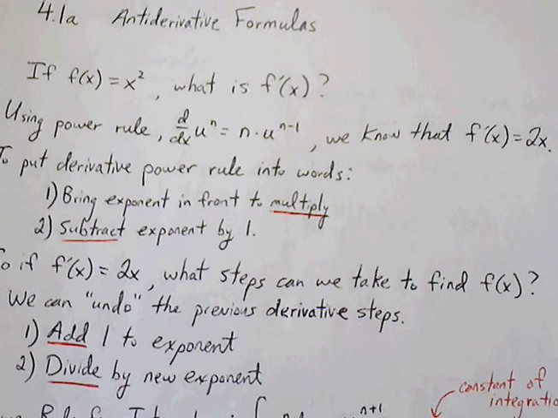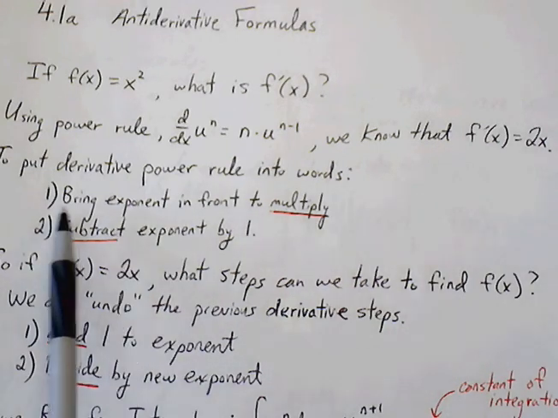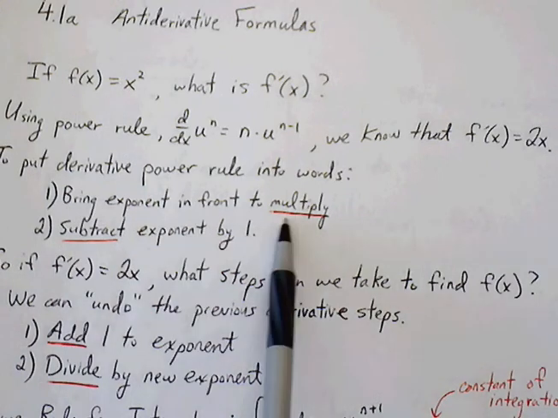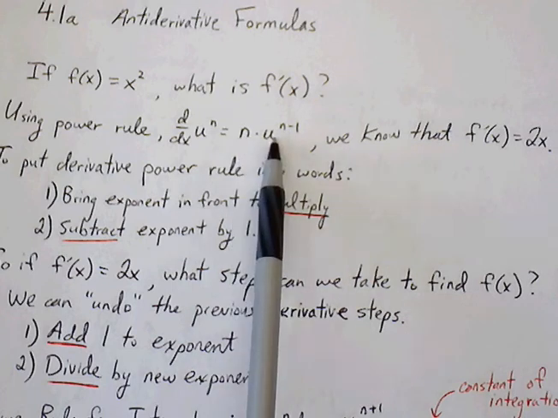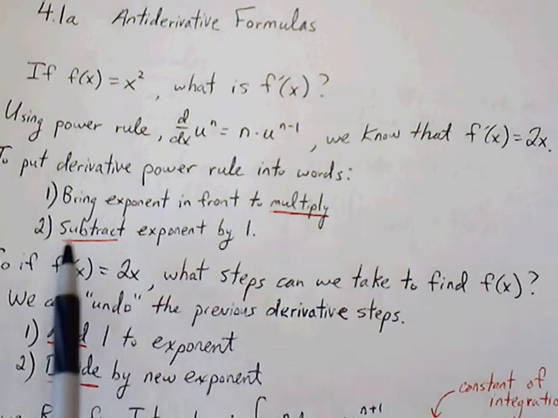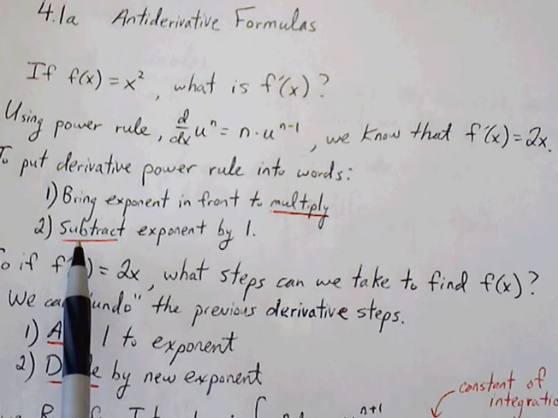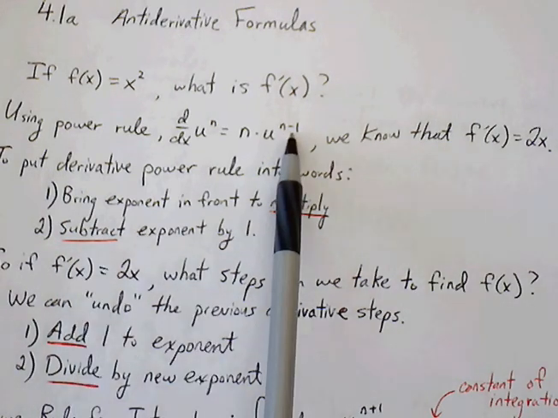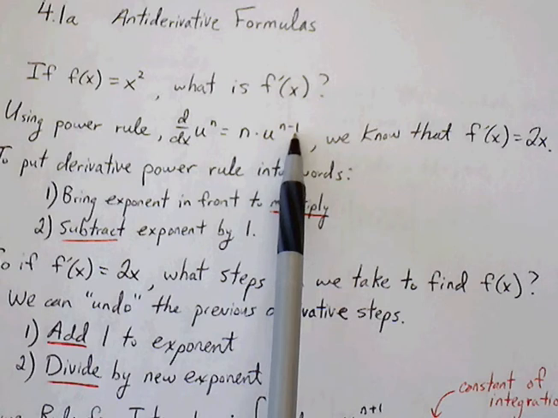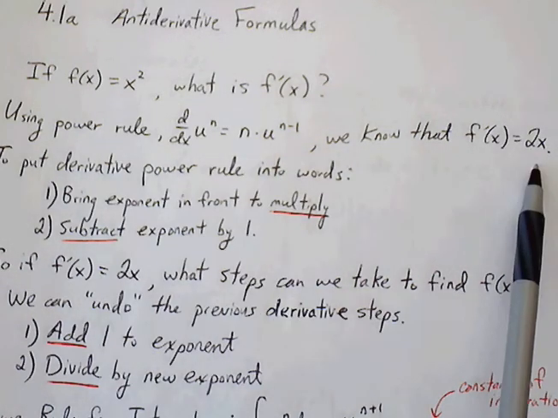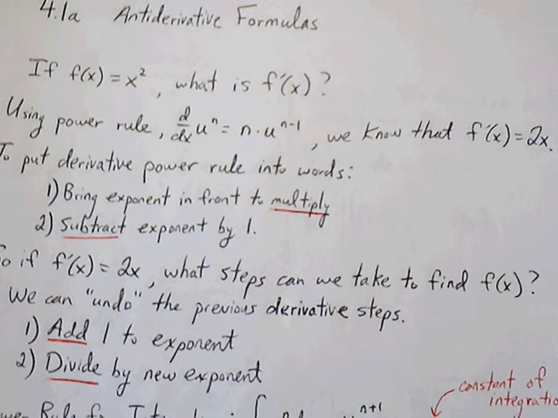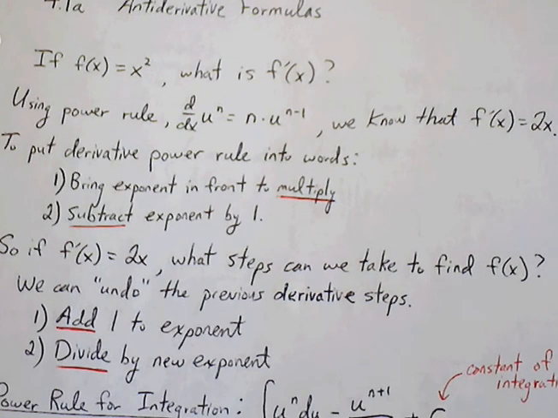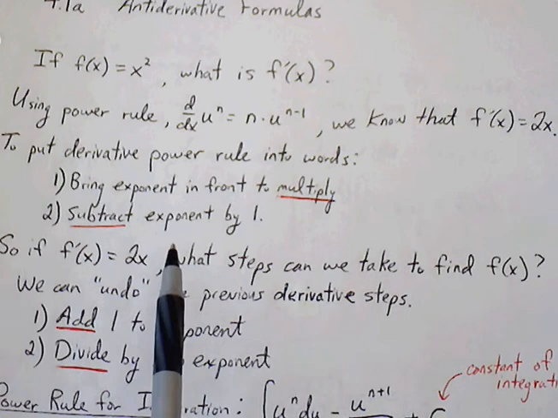Now to put the steps that we did for the derivative into words, first we bring the exponent in front to multiply, so we're essentially bringing the exponent down to multiply with our variable. The other operation we do is subtraction. We subtract 1 from the exponent to bring it down from the second power to the first power in this case. So now we found the derivative.